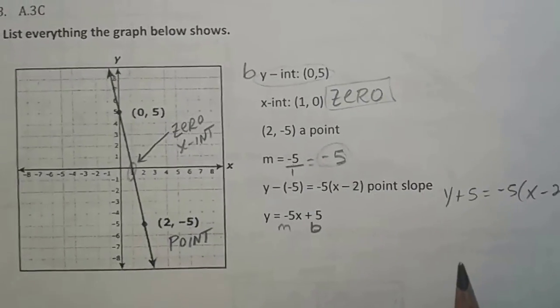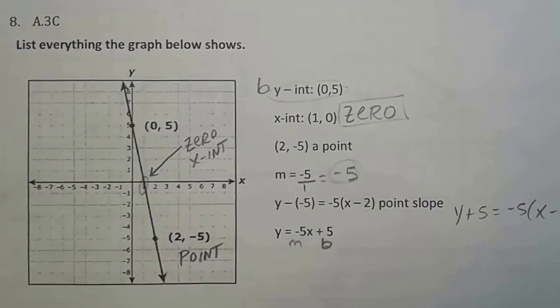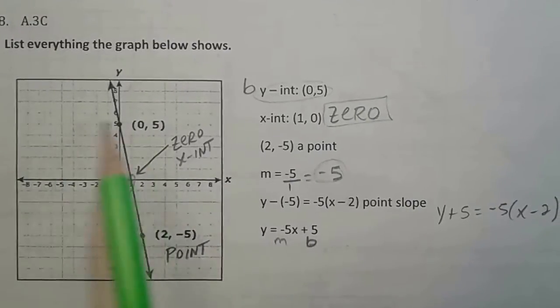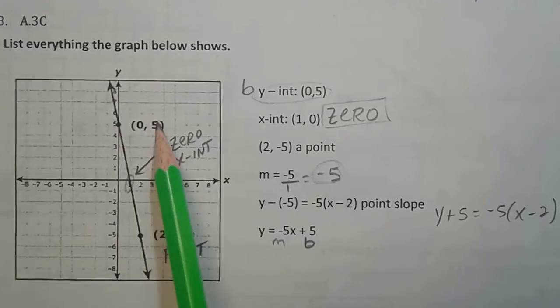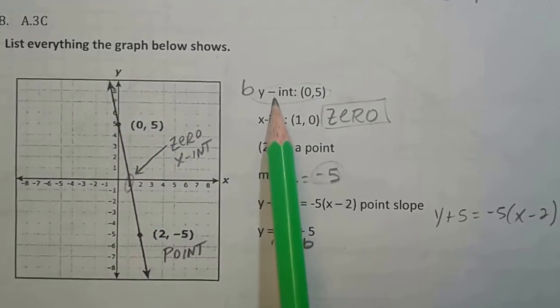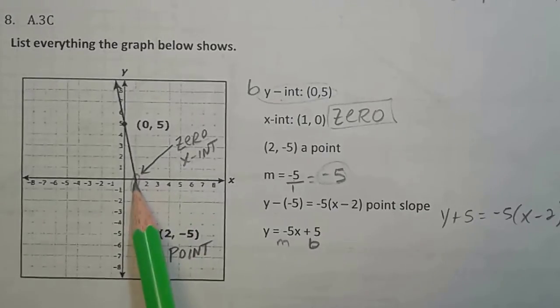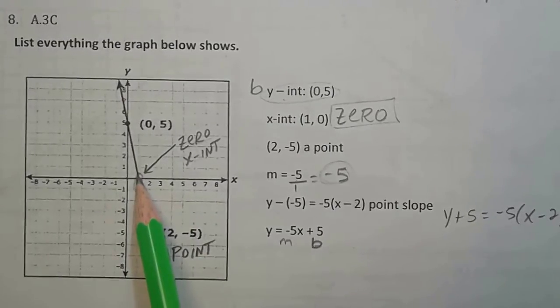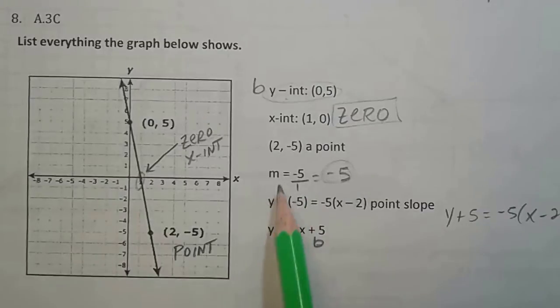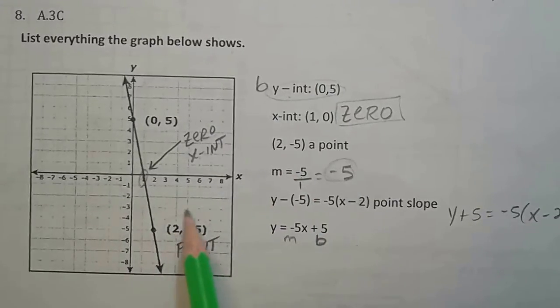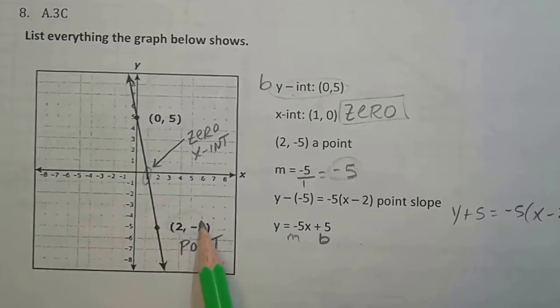Now, real quick, let's try to get 8 and 9 done because someone is at the door waiting for me to let them in. The y-intercept is (0, 5). That's B. The x-intercept is (1, 0), right here where it crosses the x-axis. This is a point on the graph, not the y-intercept, not the slope. It's a point.